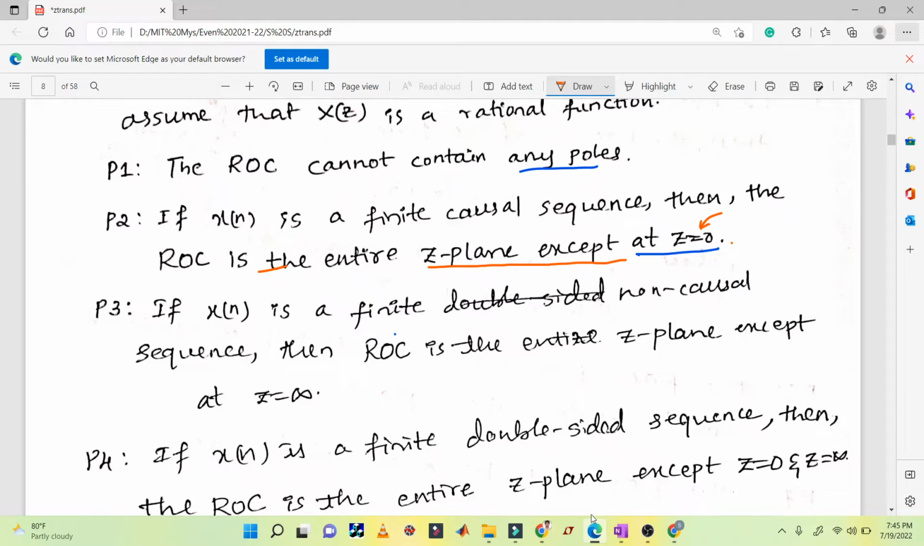This is the second property. Next, if x of n is finite non-causal, here we have said that it is causal, here it is a non-causal sequence, then ROC is the entire z plane except z is equal to infinity. Non-causal sequence is a left-sided sequence. For a left-sided sequence, we have seen that ROC exists for all values of z except z is equal to infinity.